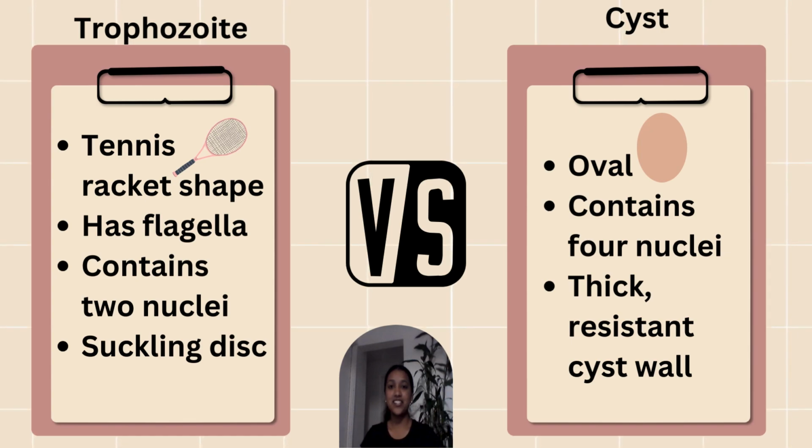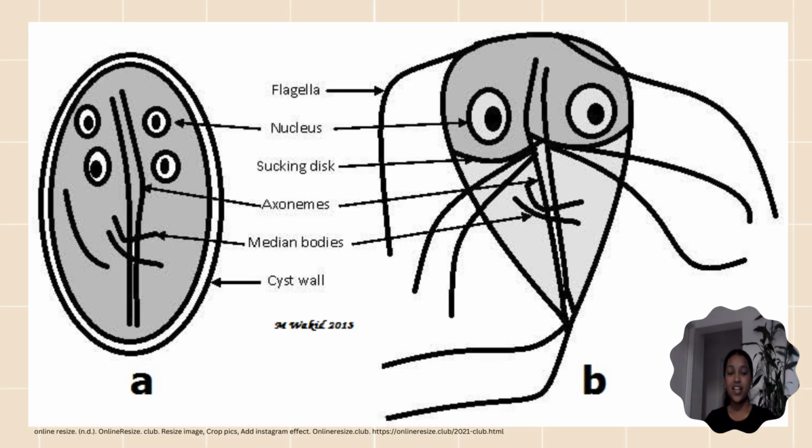So this table just outlines the differences between the two forms, trophozoite and cyst. You can go ahead and pause the video and have a glance and get a brief idea of the differences between them. I'll be explaining the differences using the diagram. In the diagram, under trophozoite, it was written that it has a tennis racket shape. By that, you might have been able to guess that B is a trophozoite while A is a cyst. So let's look at the features and compare them.